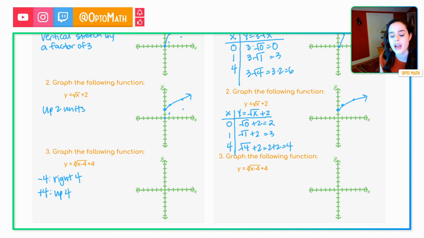So let's pick some nice cubed root numbers. 0, 0. Let's think, the cubed root of 1 is 1. Cubed root of -1 is -1. The cubed root of 8 is 2. And the cubed root of -8 is -2. Yes, it's off the graph, but that's okay.